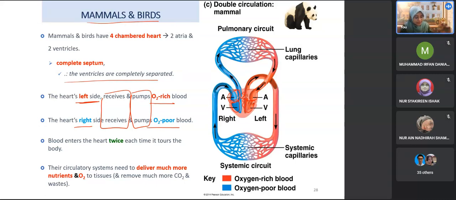So blood enters the heart twice, and each time it tours the body twice. One, the heart pumps the blood into the pulmonary circuit, and then back into the heart, and then pumps the blood again into the systemic circuit. This is to repressurize the blood with high pressure as it enters the systemic circuit to distribute blood throughout the body. Their circulatory system needs to deliver much more oxygen and nutrients to body tissues, and also remove carbon dioxide and metabolic wastes.